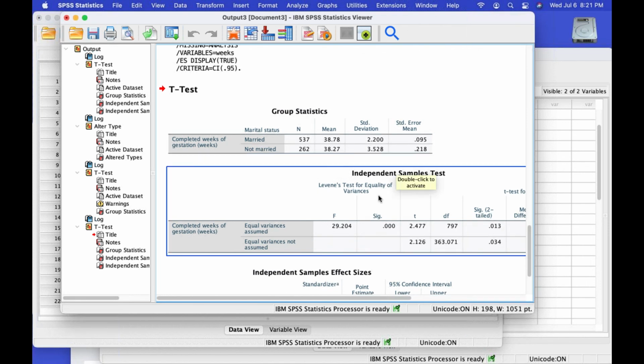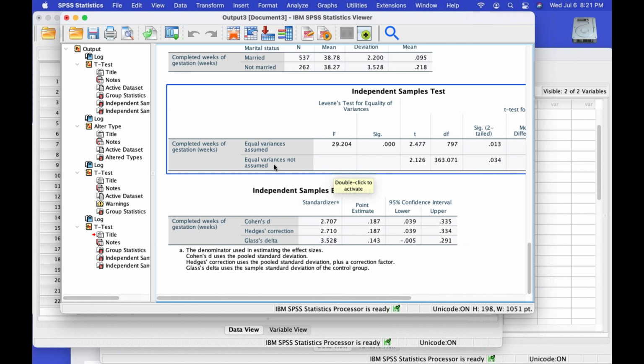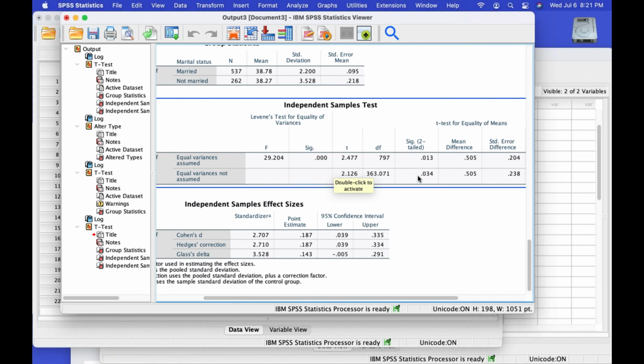So this tells us we can reject our null hypothesis. We can reject the null hypothesis that there's no difference between the mean weeks of gestation for married women versus unmarried women, right? And we can accept the alternative that there is a difference.